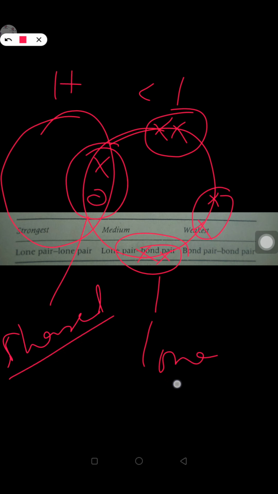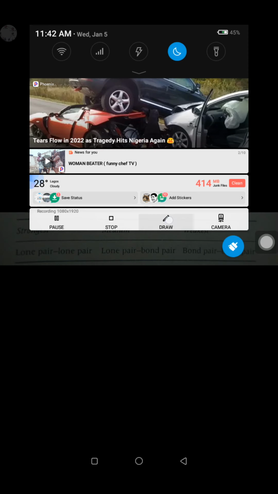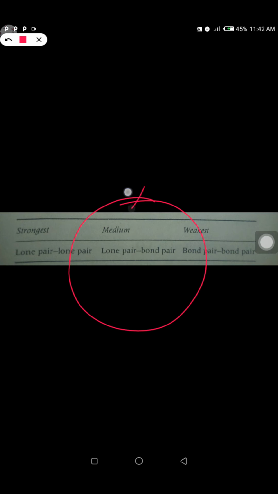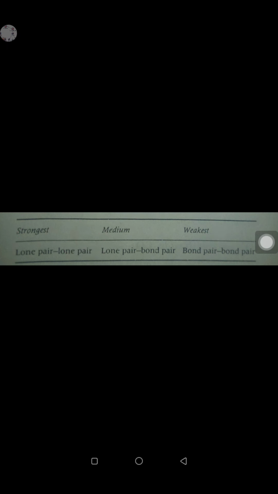So what this diagram is saying is that lone pair to lone pair has the strongest repulsion. The repulsion between these will be greater than the repulsion between these. In a literal sense, these two will push each other farther than this would push. The next one is lone pair to bond pair, then bond pair to bond pair. Now let's pick an imaginary structure and use that theory to explain it.